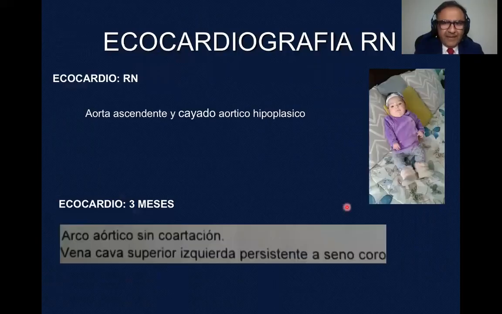A patient is born, a newborn echocardiogram is performed, and the cardiologist reports a hypoplastic ascending aorta and aortic arch. At the 3-month follow-up, there is an aortic arch without coarctation and a persistent left superior vena cava that drains into the right atrium through the coronary sinus. This patient then did not have coarctation.